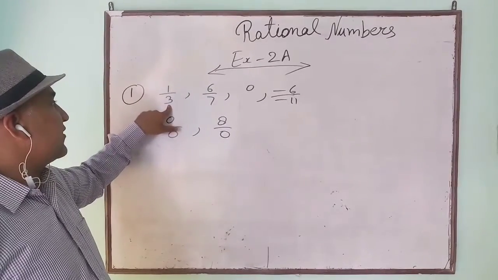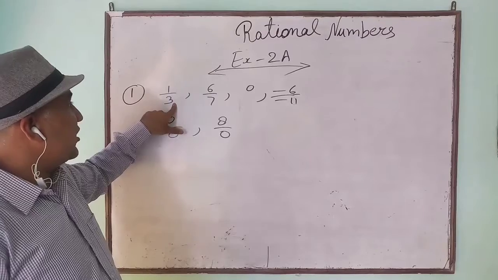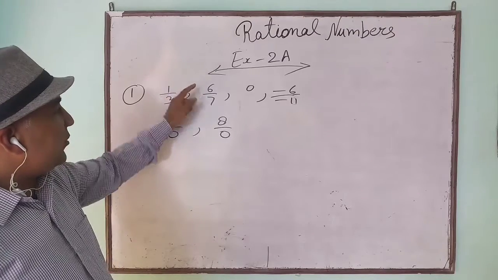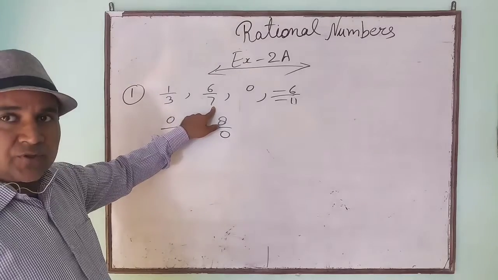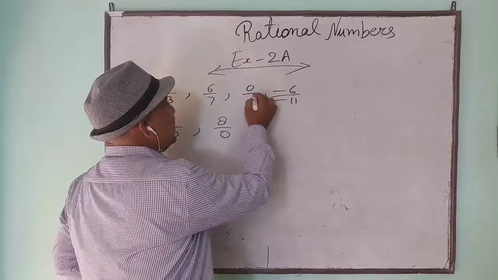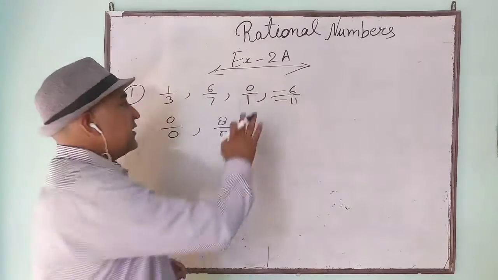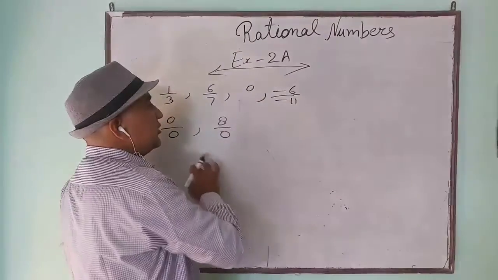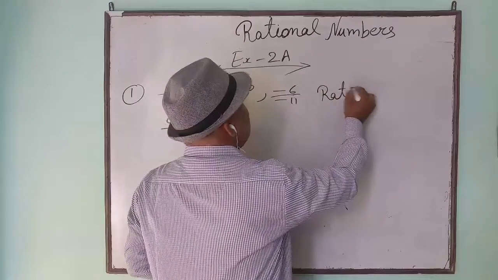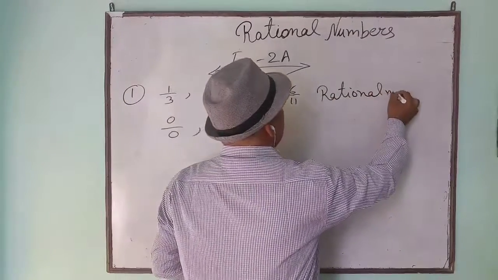Here the denominator is 3. So this is a rational number. Similarly, 6/7, again in the form of P by Q, and the denominator is not equal to 0. So this is also a rational number. 0 can be written in the form of 0/1. That is why 0 is also a rational number. -6/-11. So these are the rational numbers.